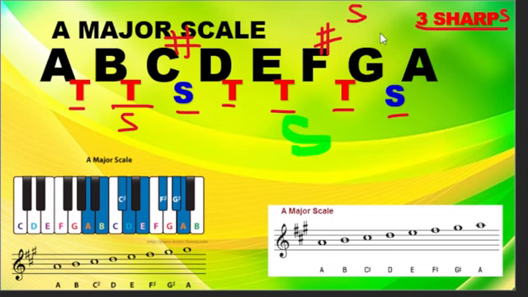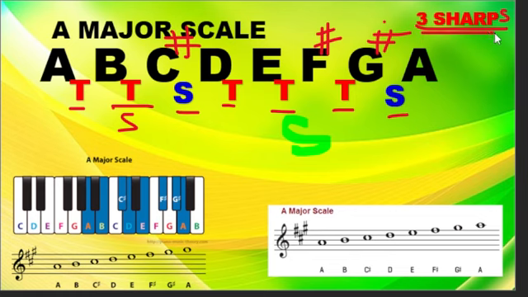What do we do? We put a sharp here to decrease. Remember this was a half. Now we want it to be a tone, and we want this to be a half. If we put a sharp, this will decrease from a tone to a semitone and this becomes a tone. That's the A major scale.